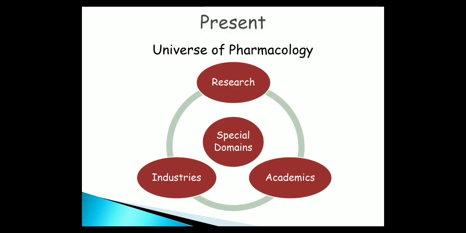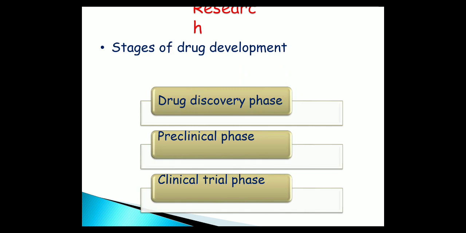Okay, so next is the universe of pharmacology. In this we will discuss what points it covers. Research, academics, industries, these are the special domains of pharmacology, as we discussed earlier. So next is research, the stages of drug development. In research there are three stages of drug development.